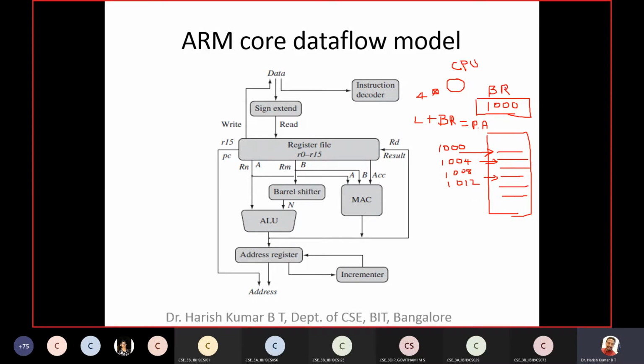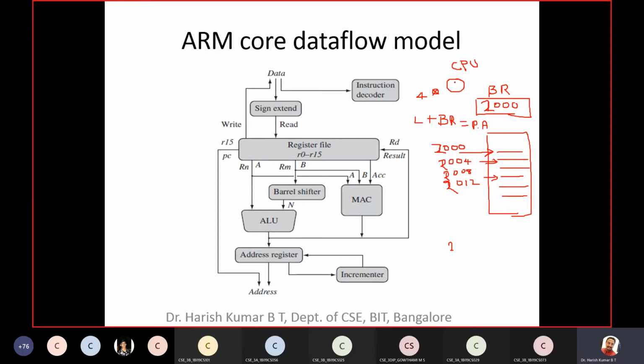See, the main advantage of this is, say for example, my program is located within the memory starting from the address 1000, and I need to relocate my program. Say the address is not 1000, it is simply 2000. What happens? Now all my addresses get changed to 2000 and the BR is also updated to 2000. So earlier it was 1000, now it is 2000. My program is relocated within the memory.